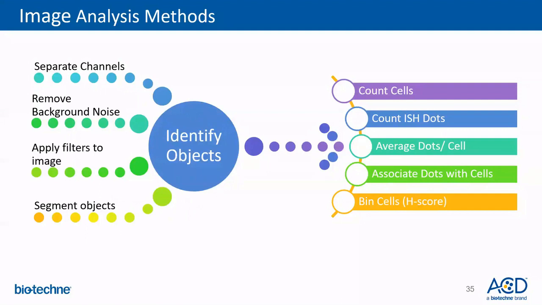Once the objects have been identified, each object will possess a number of metadata associated with it. This includes the object's location, shape, and size. Once we have identified objects, our goal for RNAscope and BaseScope data analysis is to count the cells, count the ish dots, and finally to calculate the number of ish dots per cell. The best way to do this is to associate the ish dots, or the children objects, with their parent object, their cell. Luckily, CellProfiler gives us this ability to associate ish dots with their parent cell and then bin the cells according to our guidelines.